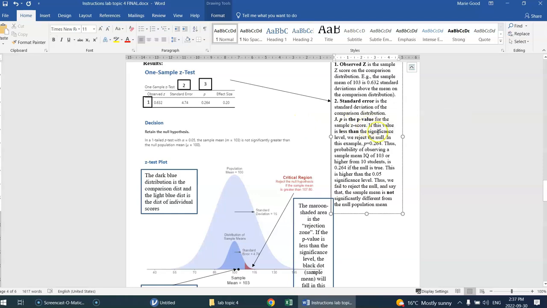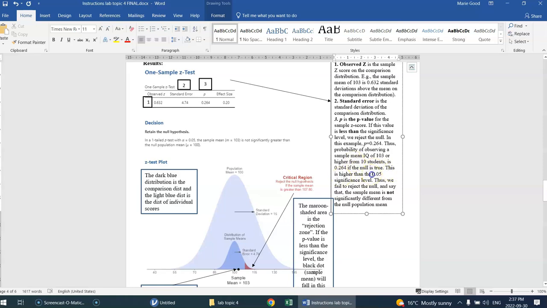The basic thing to really remember here is that if the p-value that Jamovi gives you is less than our significance level, we reject the null. For this example, our p is 0.264. What that means is that the probability of observing a sample mean IQ of 103 or higher, which corresponds with a Z-score of 0.632, is 0.264 if the null is true, because remember, this is the null hypothesis situation. So our p-value is 0.264, or you could also say 26.4%.